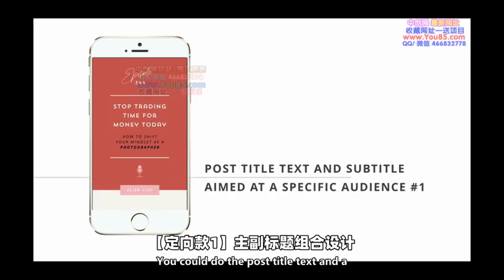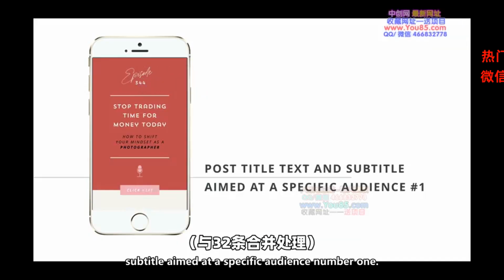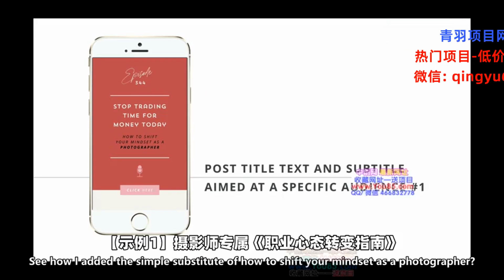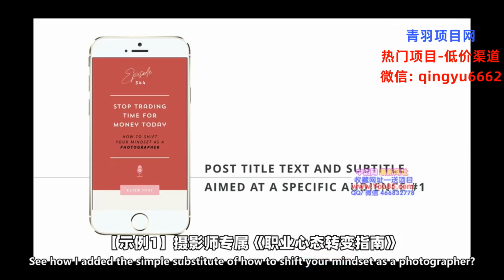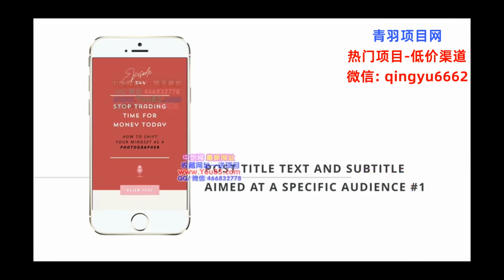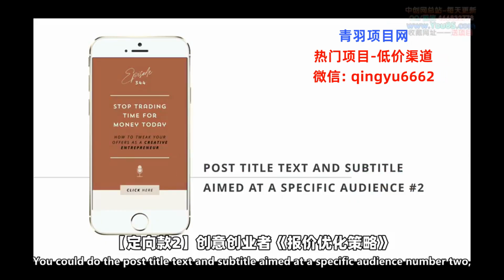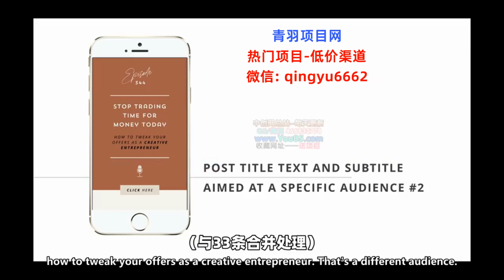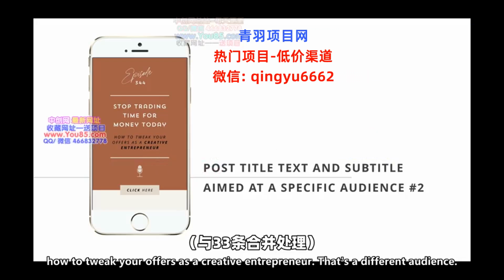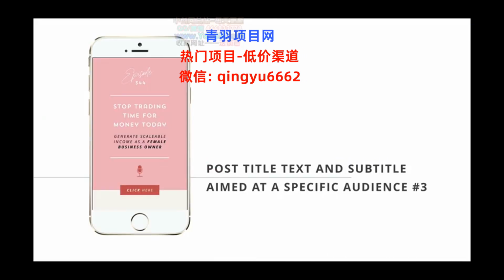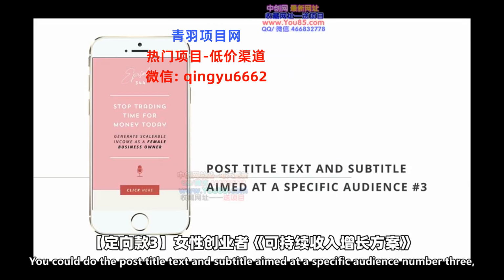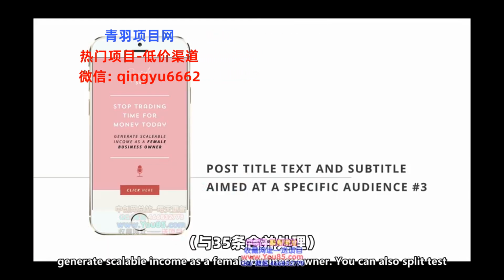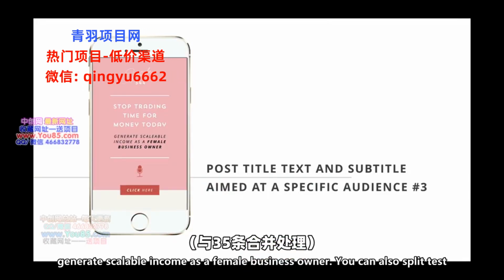You could do the post title text and a subtitle aimed at a specific audience. Number one, see how I added the simple subtitle of how to shift your mindset as a photographer? You could do the post title text and subtitle aimed at a specific audience. Number two, how to tweak your offers as a creative entrepreneur. That's a different audience. You could do the post title text and subtitle aimed at a specific audience. Number three, generate scalable income as a female business owner.